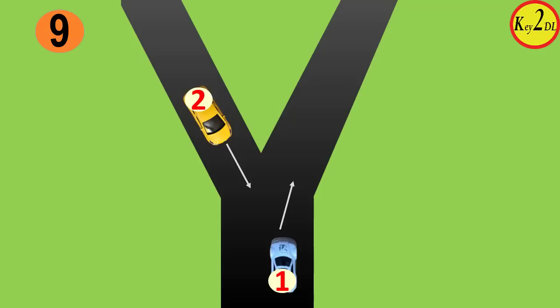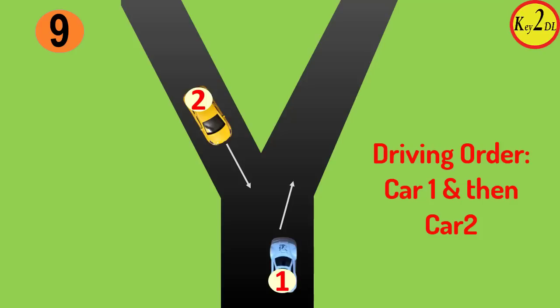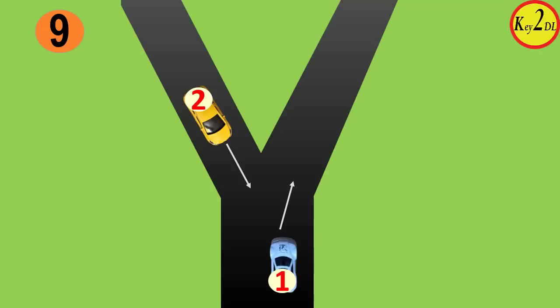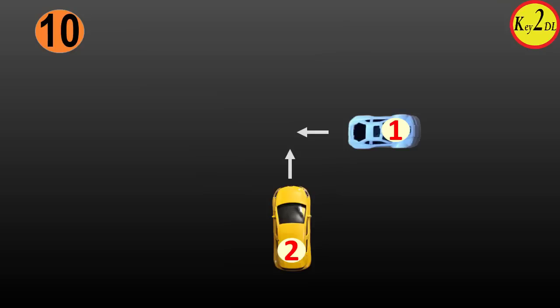If you see, actually both cars can go simultaneously, because the road in which car 1 is present is wider, and that can accommodate 2 cars at the same time. But according to the right hand rule, car 1 should go first, then car 2. Okay, that was situation number 9.